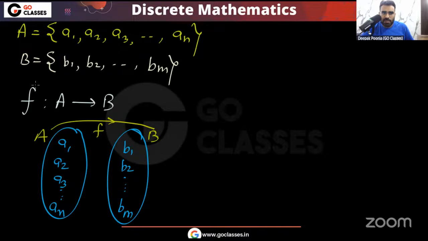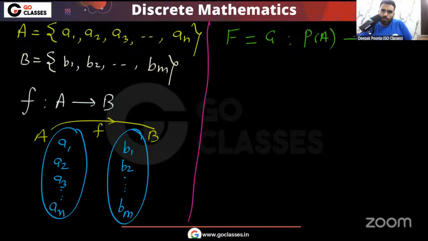Now you can see this small f is a function from set A to set B. Now with respect to this small f, a function has been defined, that is capital F. The question is saying that we are now defining this capital F function, which we will call capital G. And they are defining this function from the power set of A to the power set of B.